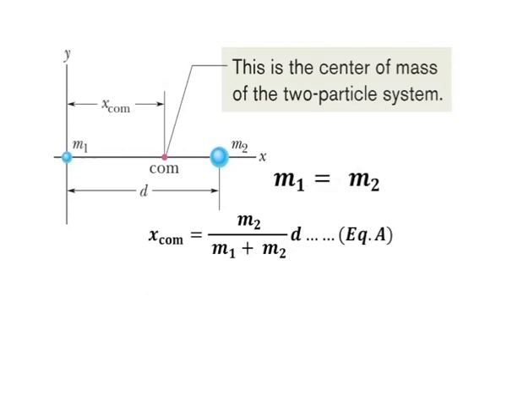If m1 is equal to m2, the center of mass should be halfway between the two particles. The equation reduces to x center of mass is equal to half d as we expected. Finally, the equation for center of mass tells us that if neither m1 nor m2 is 0, x center of mass can have only values that lie between 0 and d. That is, the center of mass must lie somewhere between the two particles.